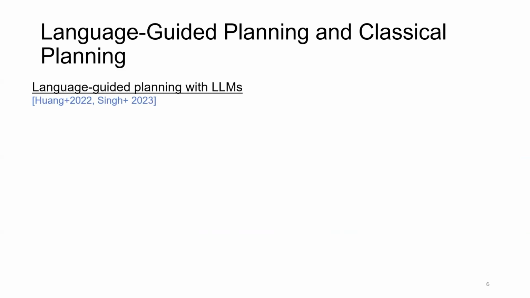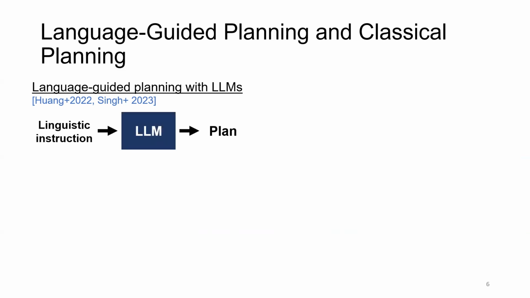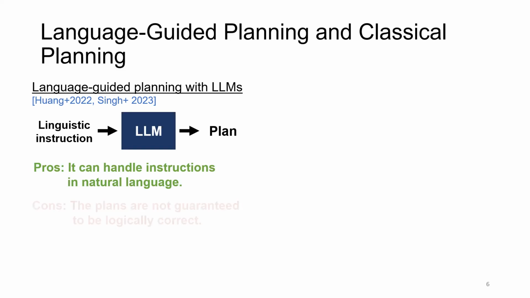In the context of the conversion of linguistic instructions into robot plans, approaches using large language models have recently attracted attention. These approaches have the advantage of leveraging in-context learning with a few input-output examples and directly converting linguistic instructions into robot plans without additional training. However, the obtained plans are not guaranteed to be logically correct.